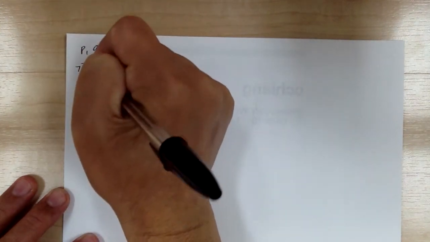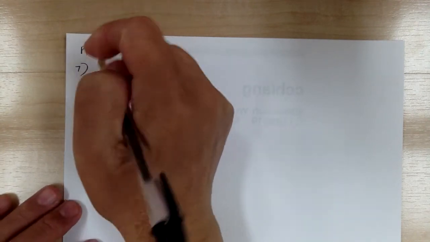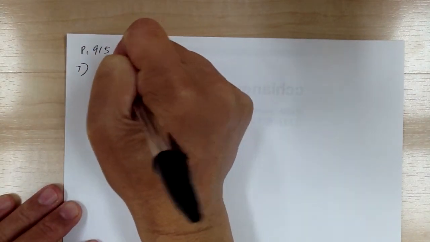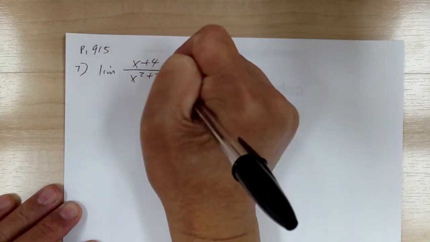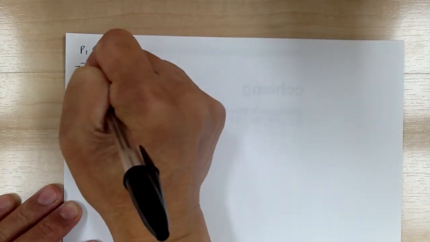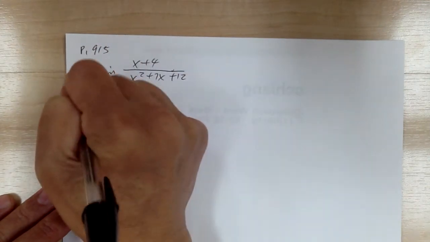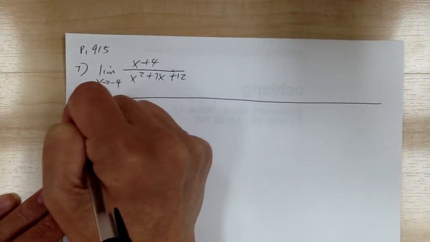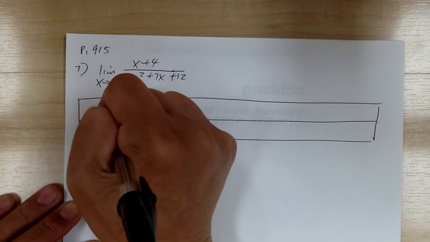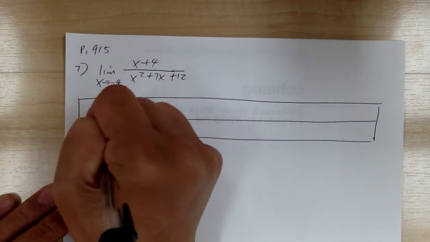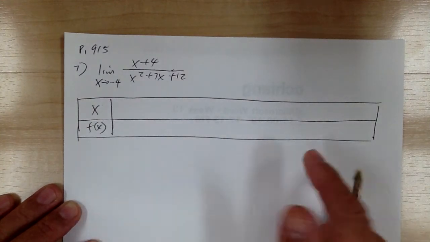Here, number 7. Again, they want you to use the table to estimate. So you have the limit of x plus 4 over x squared plus 7x plus 12, as x approaches negative 4. Okay, so over here you're going to get x, and this one they don't give you any value, so you get to choose your value. So you don't have to make so many numbers.